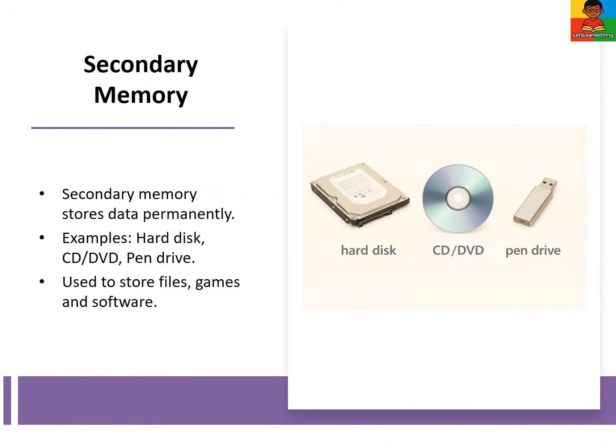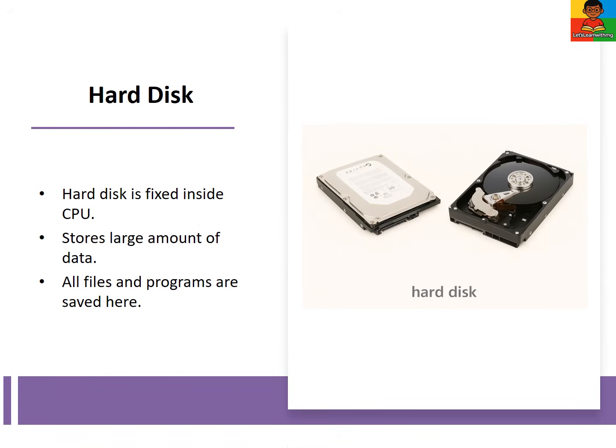Secondary memory stores data permanently. Examples are hard disk, CD or DVD, and pen drive. It is used to store files, games, and software. The hard disk is fixed inside the CPU. It stores a large amount of data, and all files and programs are saved here.